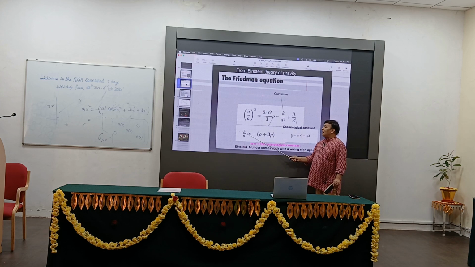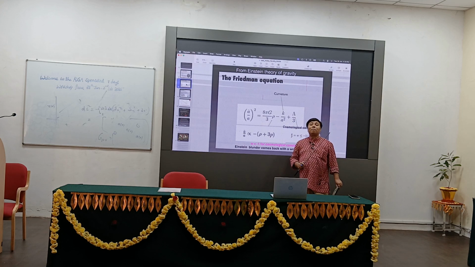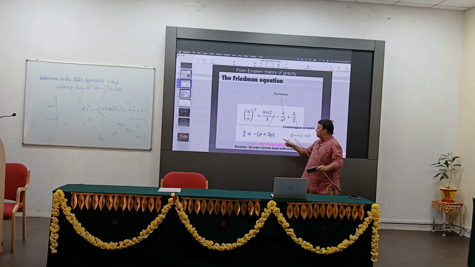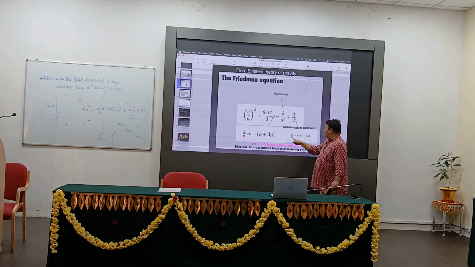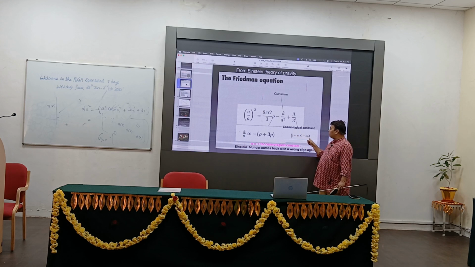Now, the supernova project measured that the universe is accelerating. That means a double dot by a is positive or negative? It is accelerating, going faster. That means positive. But here there is a minus term. That means rho plus 3p has to be negative. That means p by rho has to be less than minus 1/3. And rho cannot be negative because rho is energy. So p by rho less than minus 1/3 means the pressure is negative.